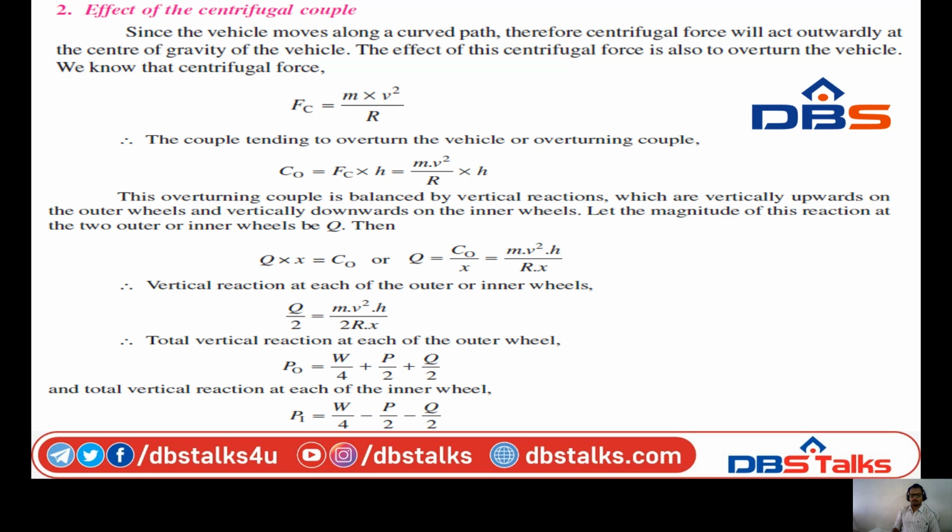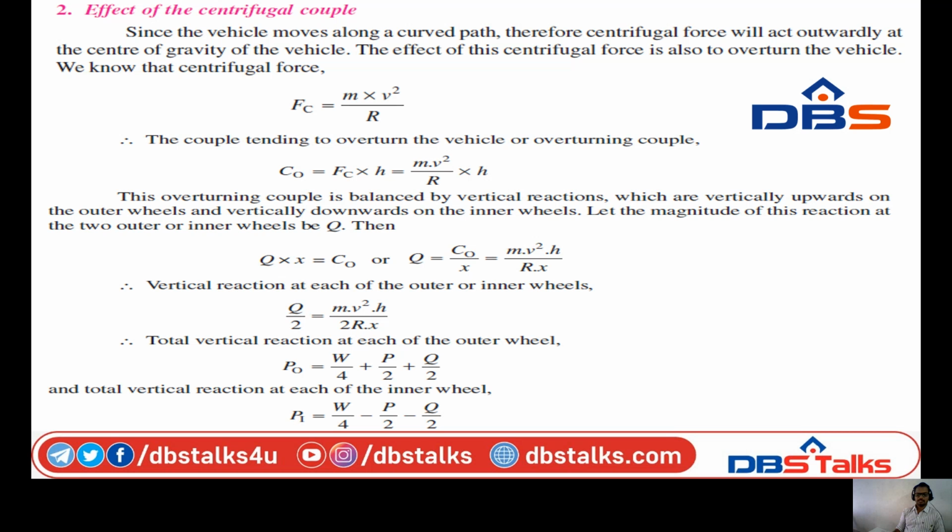We know that the outer wheels are only 2 and the inner wheels are only 2. With that, Q by 2 equals m v square h by 2 r x. Then the total vertical reaction at each of the outer wheels is P naught equals W by 4, the load for four wheels, plus P by 2 plus Q by 2. And the total vertical reaction at each of the inner wheels is W by 4 minus P by 2 minus Q by 2.